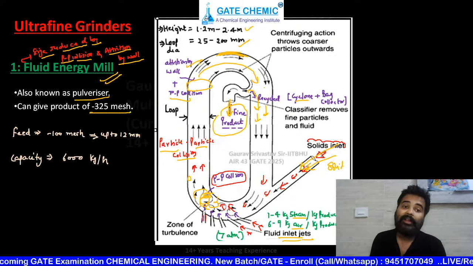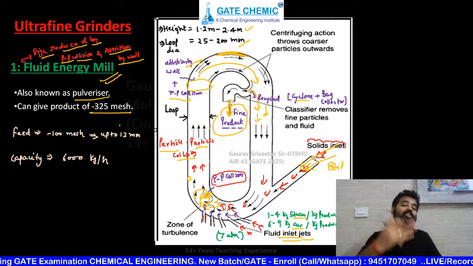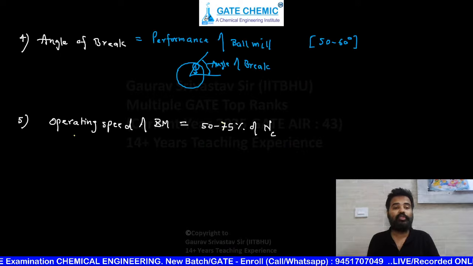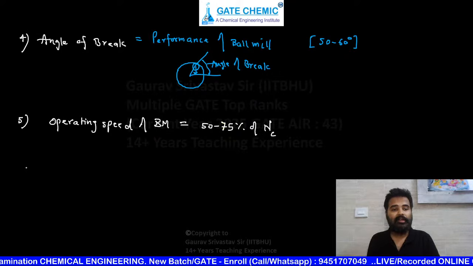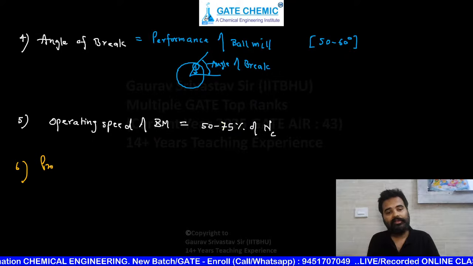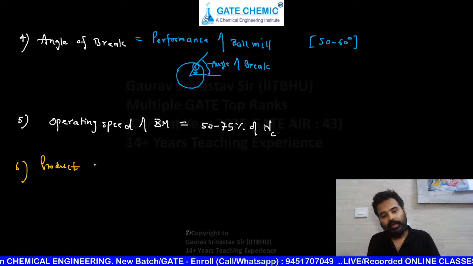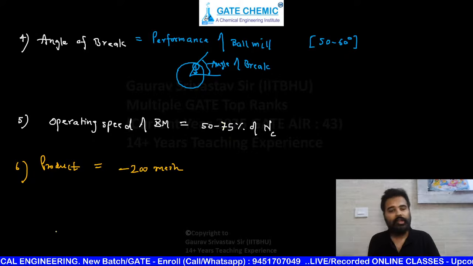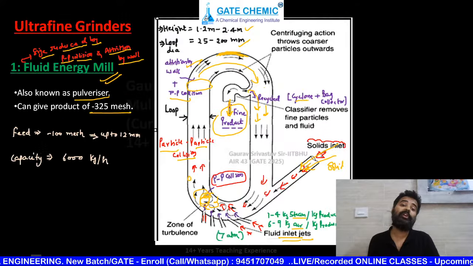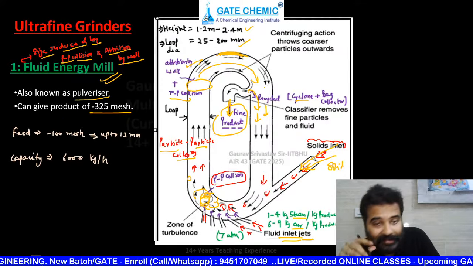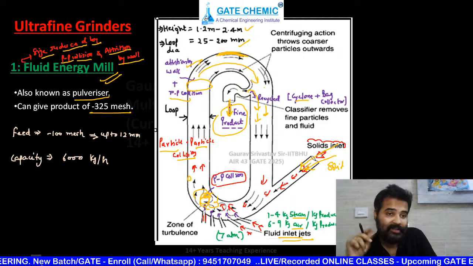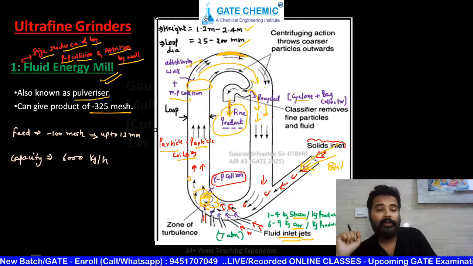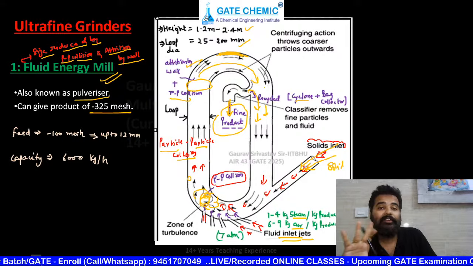It can give product up to minus 325 mesh. Ball mill can give up to minus 200 mesh. If you want to write, you can write: ball mill product size, up to minus 200 mesh. And here up to minus 325, because that one was a grinder and this is an ultra fine grinder. I hope everyone understands what I want to tell you. Okay, this is an ultra fine grinder.